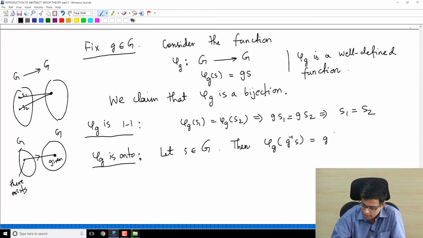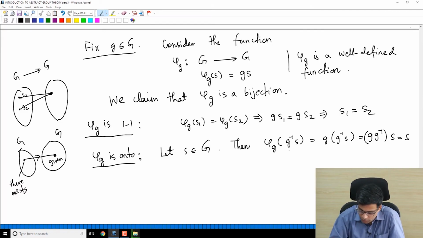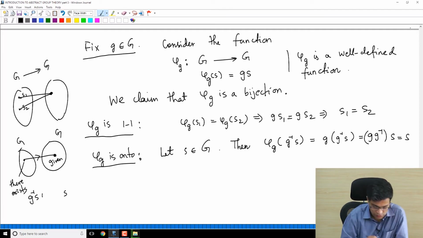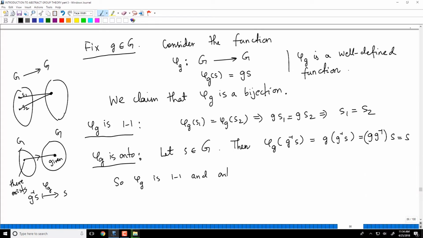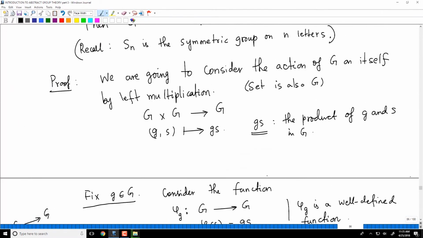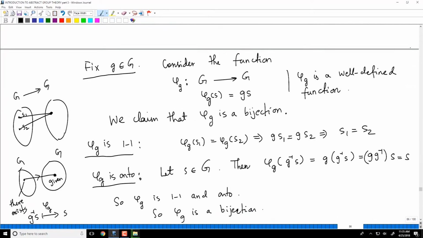By definition, this is g times g inverse of s. By associativity, this is g inverse g of s, which is s, right? So if you give me an arbitrary element s, g inverse s maps to this under phi g. So phi g is onto. So phi g is 1-1 and onto. So phi g is a bijection, right? So this is the claim we made. We claim that phi g is a bijection, which I proved.